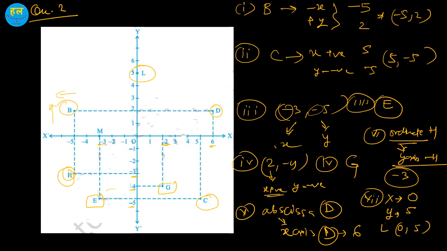Eighth, the coordinates of point M. We have to find the coordinate of M. We can see clearly that it is on the left side of the origin on the x-axis. So x will be -3, on the third unit, and y, it is on the origin line of the y-axis, therefore y will be 0. So the coordinates will be -3, 0 for M.